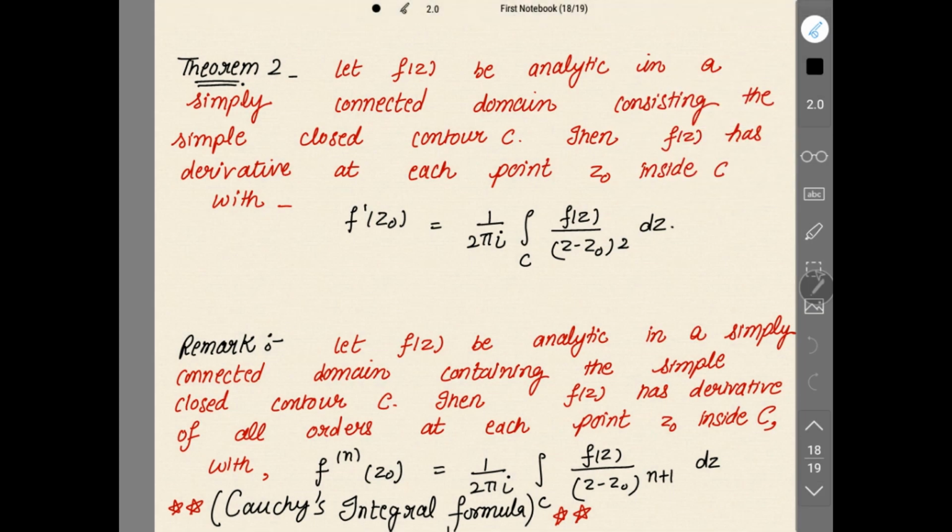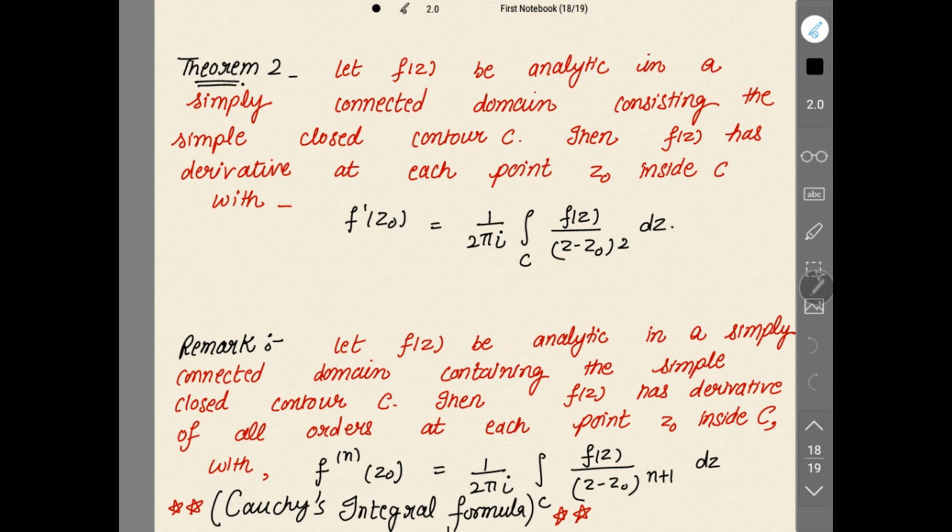Now if you have the first derivative, the power is increased by 1. If you have the second derivative, then this power will be 3. If it is the third derivative, then this power will be 4. Just increase the power by 1. Okay. Now there is a remark.